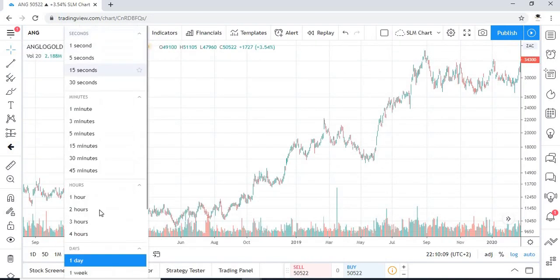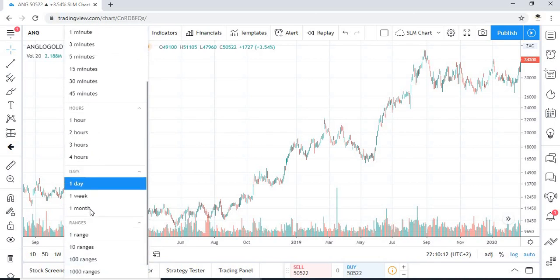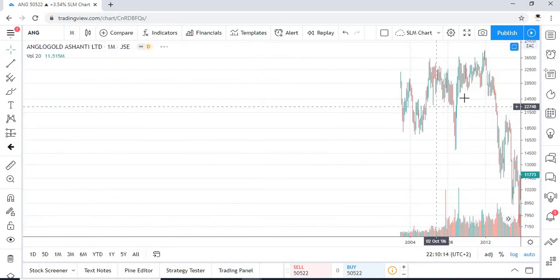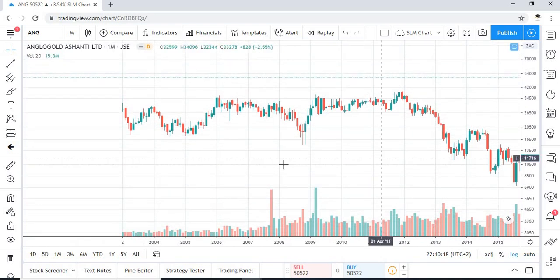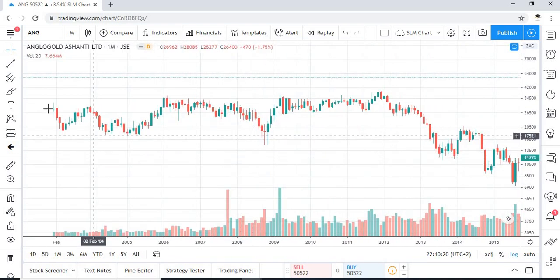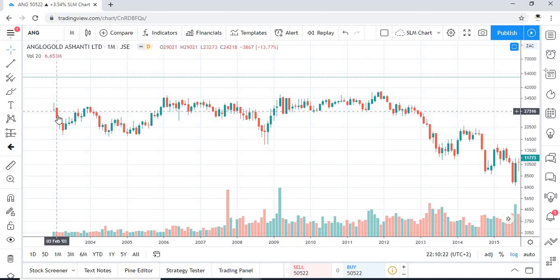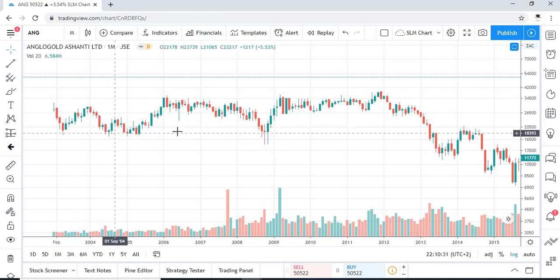So I'm going to change it again to the monthly time frame so that I can get as wide a view as possible. So this is the monthly chart that I have, which is going back to 2003. So I can see that the price starts here, then it comes down and tries to go up. So if I look, I can immediately see the areas that are jumping into sight.